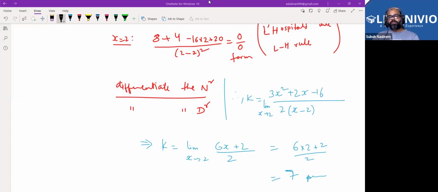So this is known as LH rule, L'Hopital rule. You have to differentiate the numerator and denominator separately, and then you can put the value. But it is only applied in 0 by 0 form or infinity by infinity form.